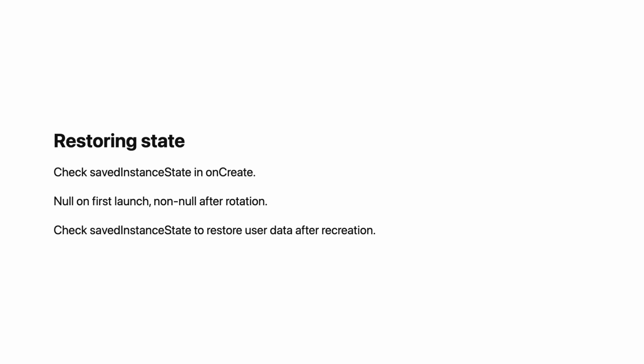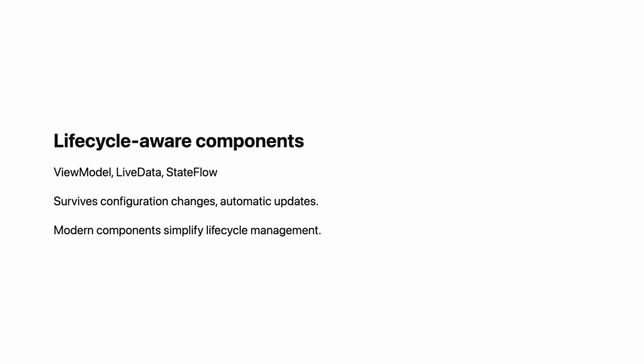OnCreate, if savedInstanceState is not null, restore values. OnRestoreInstanceState is called after OnStart only when there is state to restore. Both approaches work. Choose based on your needs. Most developers use OnCreate. For UI components like EditText, the system automatically saves and restores text. You only need to give the view an ID. For custom state, you save and restore manually.